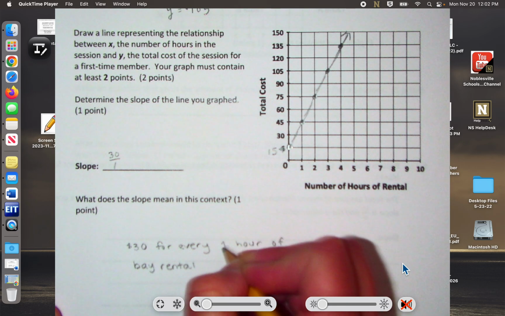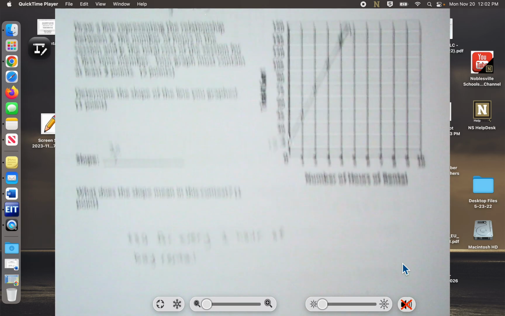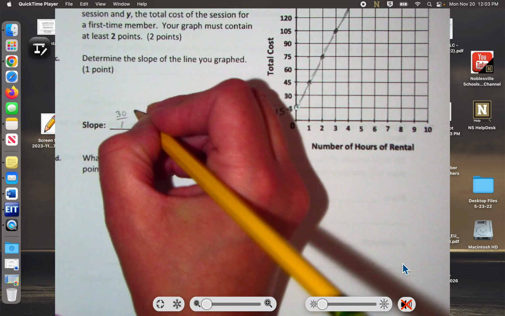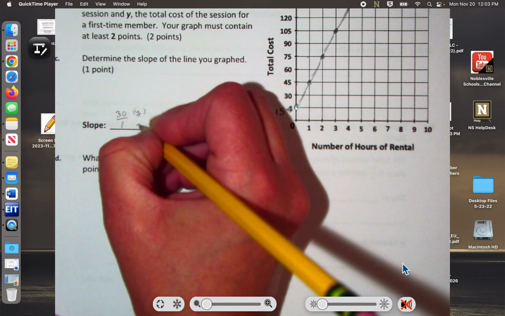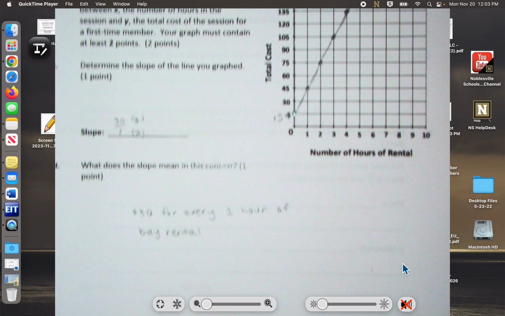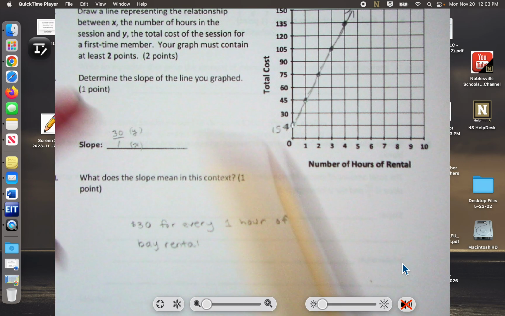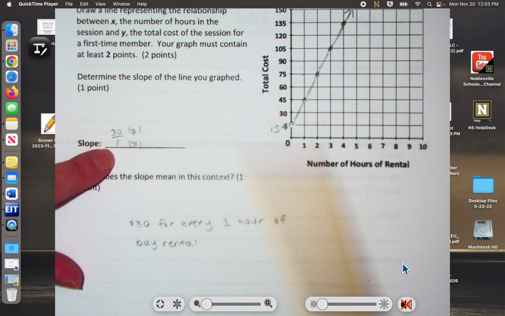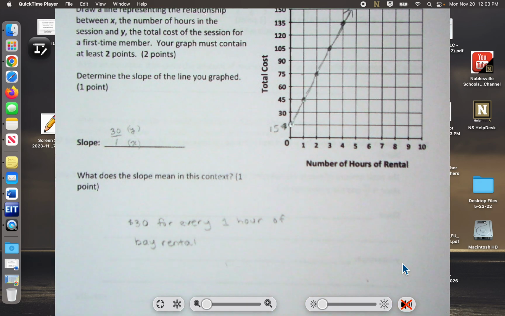I'm going to make this one of those obnoxious ones so it doesn't just look like a random L, right? $30. This is my y-axis information. This is my x-axis information. So if you can't remember what the slope represents, you can go and look at your axis. $30, right? 1 hour rental. It's right there in the graph. The answer is there for you.